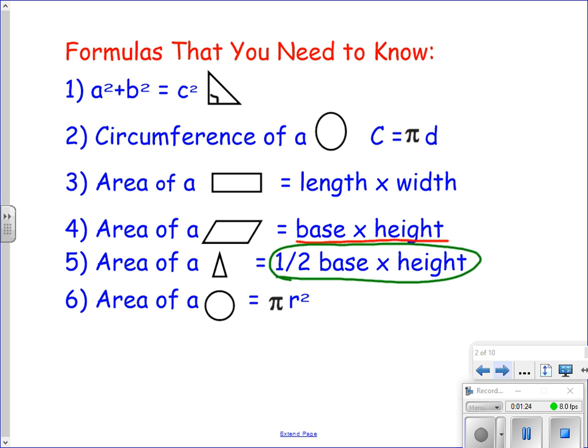Remember, don't forget to take the base times the height and then divide it by 2 in the end. This is the most common mistake that people make, that they forget to divide it by 2 in the end and they just go base times height. But that would be for a rectangle, remember. And finally, area of a circle is pi r squared. Pi times the radius squared, or radius times itself.